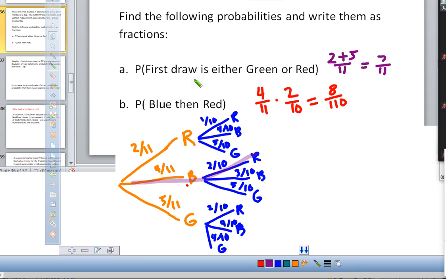Now, the first draw is either green or red. So green or red, there's 5 11ths there, 2 11ths there. If you add them, you get 7 11ths, right? 2 chances here, 5 chances there, out of 11, 7 11ths.